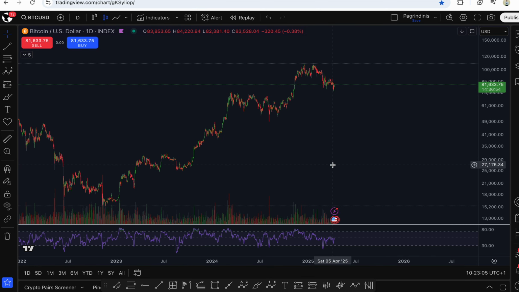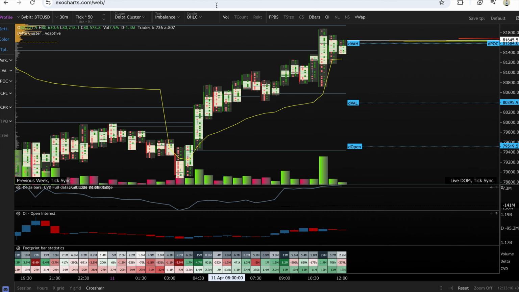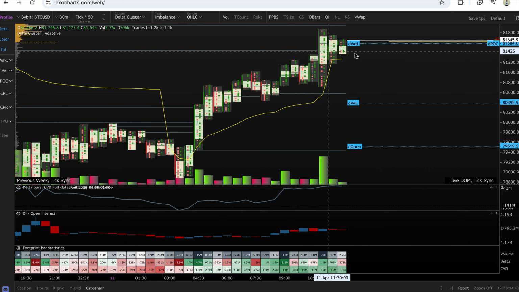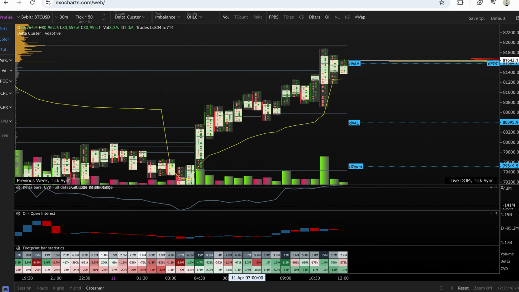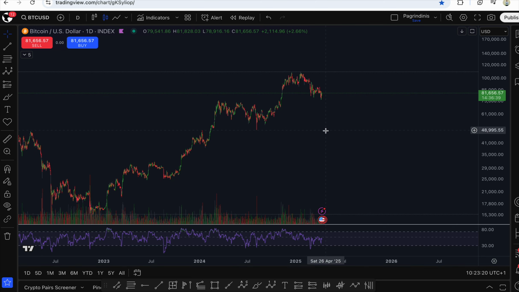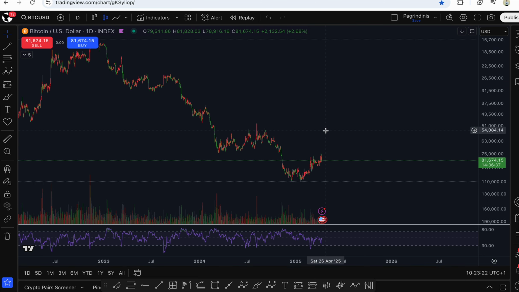Okay, let's have a look at it together. What do we have here? People are shorting. Oh, not shorting. People are buying. Yeah, okay. Reverse the chart.